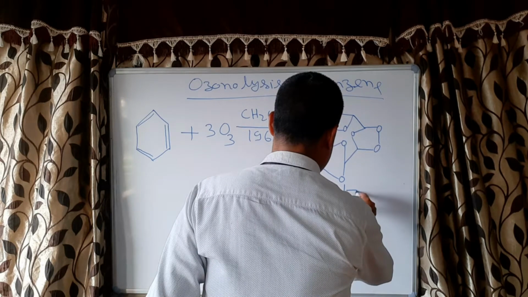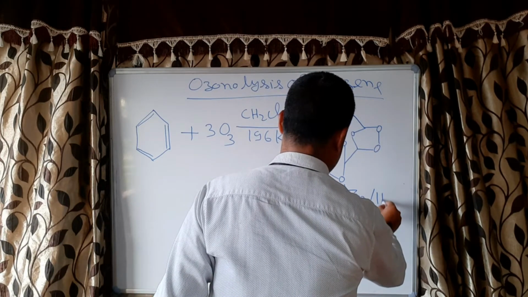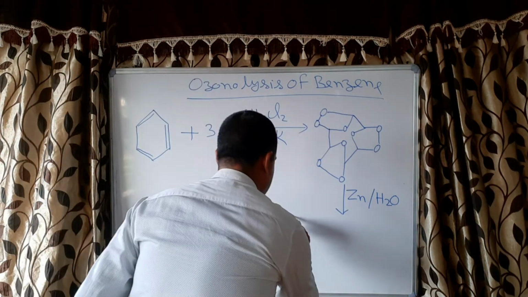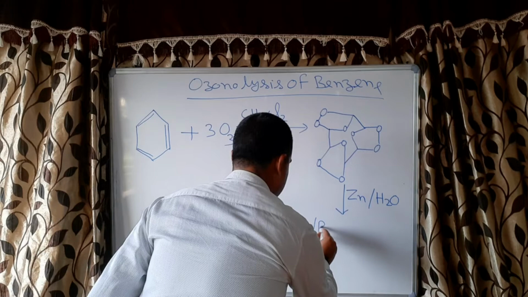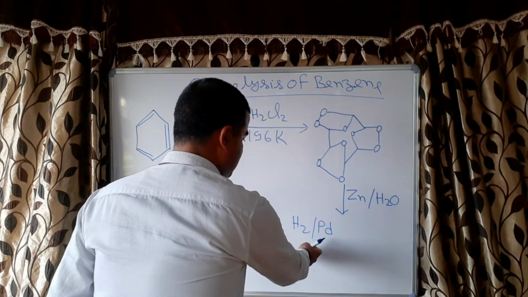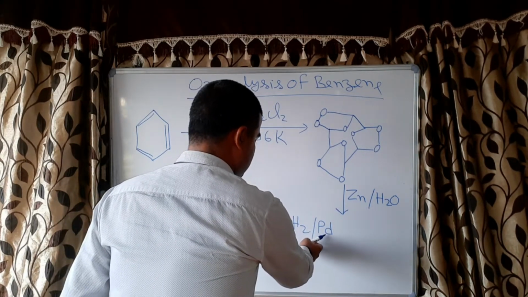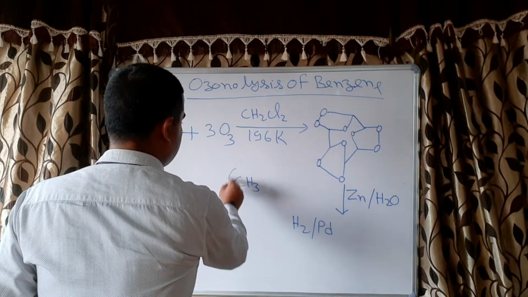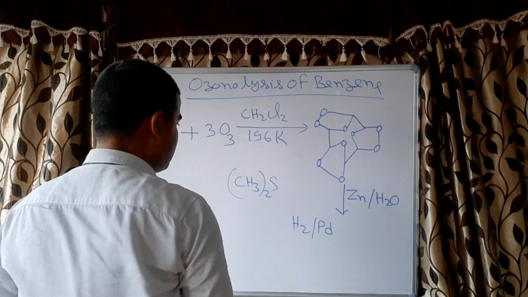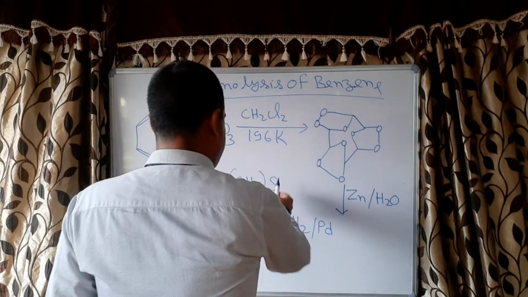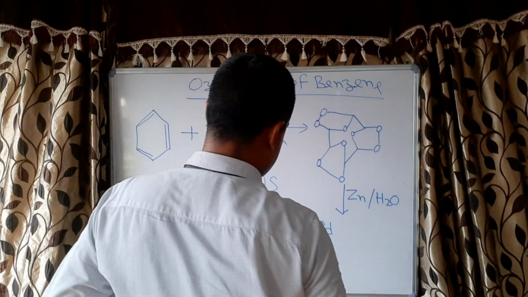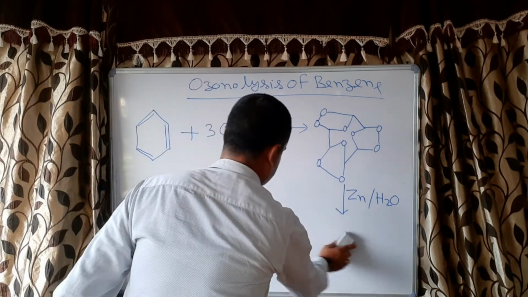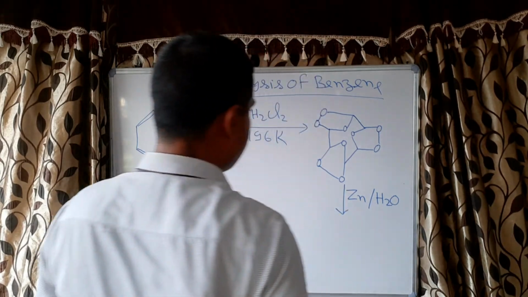When we do reductive cleavage, it means zinc with water. Reductive cleavage can be done with hydrogen and palladium also. Since it is a catalyst, it is called reductive catalysis. Or we can use dimethyl sulfide. Correct? Why dimethyl sulfide? I will tell you later, otherwise you will get confused. Why is this reductive cleavage?